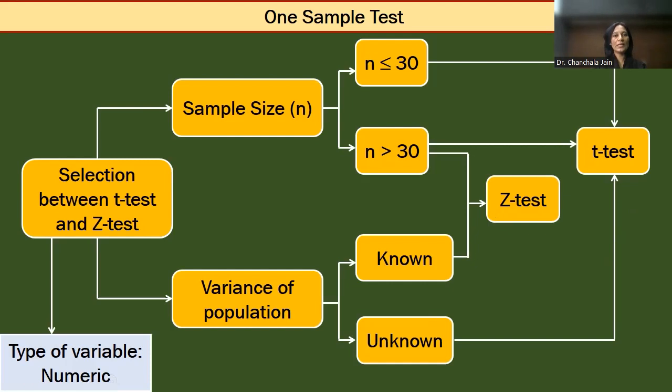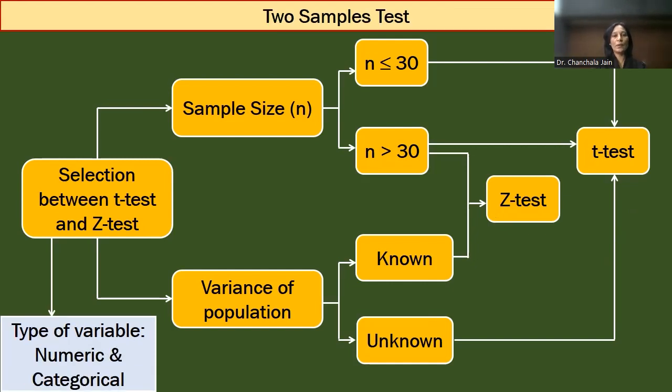Now we will talk about the second test, that is the two samples test. That means when we are comparing the means of two samples. In that case, again the selection will depend upon two measured things, that is the sample size and variance of the population. And the criteria of t-test and z-test will be that we will have two variables. One variable we can take as numeric and the second we can take as a categorical variable. And the remaining things will be the same as the previous one sample test.